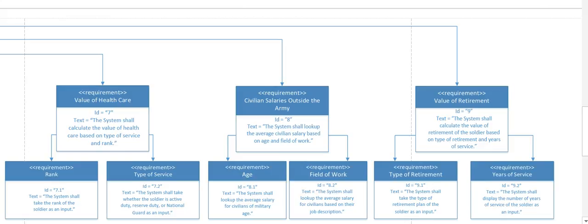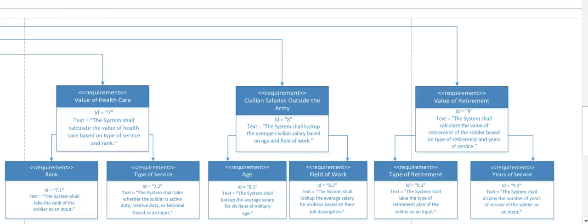For the age sub-requirement, the system shall look up the average salary of civilians of military age. For the field of work subcategory, the system shall look up the average salary for civilians based on their job description. The final requirement for this system is value of retirement.